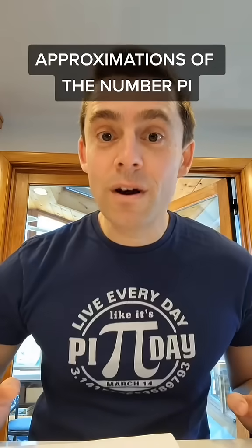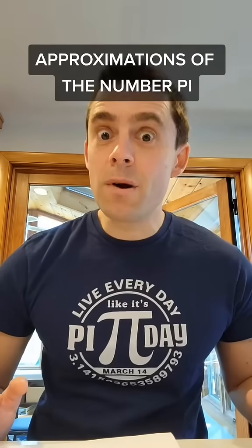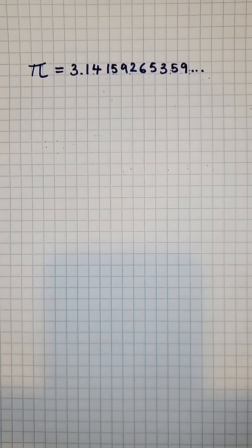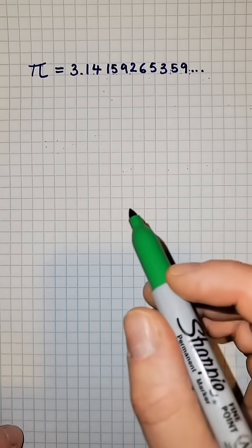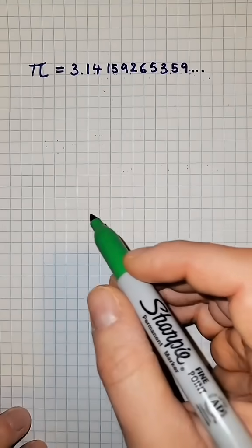Happy Pi Day, everyone. Let's talk about approximations of the number pi. As you know, pi is an irrational number. That means that pi is not a rational number, so this decimal expansion is non-repeating. So what we do to approximate pi is just use cutoffs or other numbers that are similar to pi.